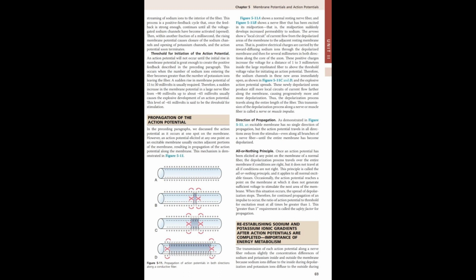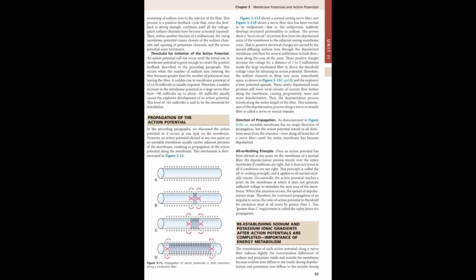Then highlight everything which is written under the heading all or nothing principle. Once an action potential has been elicited at any point on the membrane of a normal fiber, the depolarization process travels over the entire membrane if conditions are right, but it does not travel at all if conditions are not right. This principle is called the all or nothing principle and applies to all normal excitable tissues.